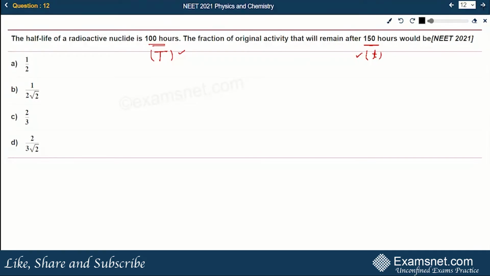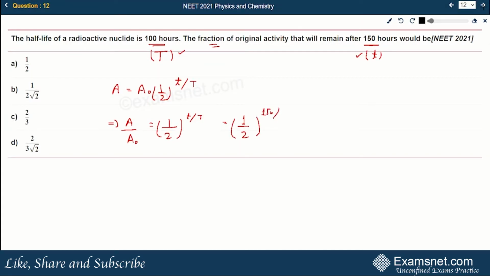Okay, so we use the formula here for activity as A equals A naught, half to the power of given time divided by half-life. Okay, now we have to find out the fraction of original activity. That means we have to find out the fraction A by A naught. Okay. So what will be the value of A by A naught? Half to the power small t divided by capital T. So let's solve this. Small t is 150 and capital T is 100, right? So we will have here half to the power 3 by 2. Okay, and what will be the value? It will come out to be 1 by 2 root 2. So the correct answer will be option B here.